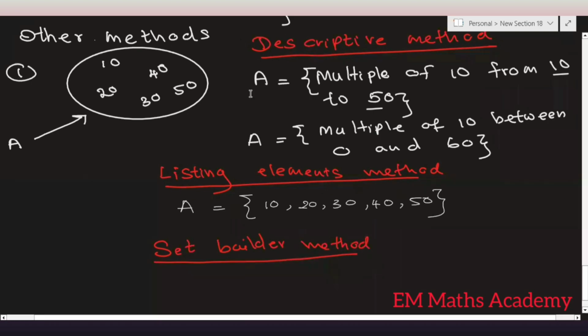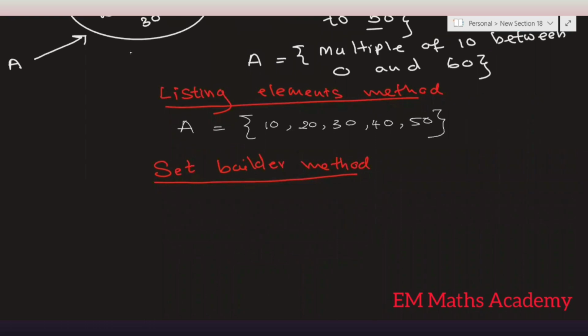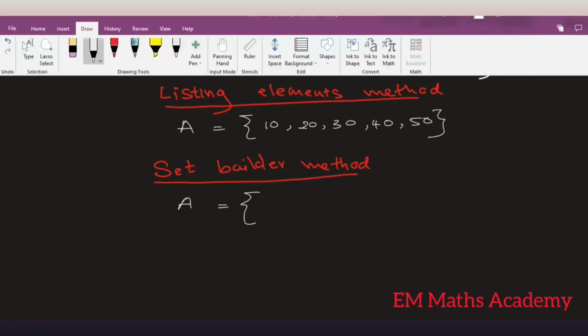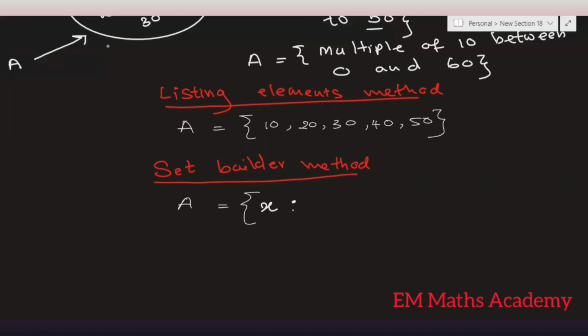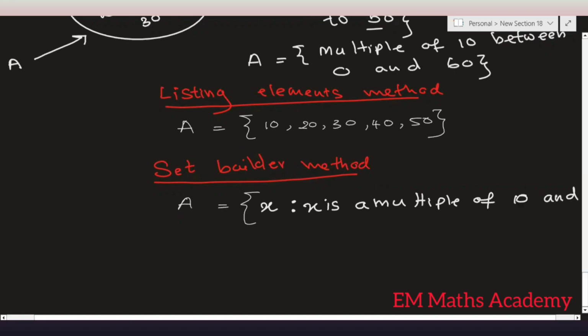Set builder method. How do we write it? A. Now we take an unknown term. I will take it as x. And now we are going to describe the x. x is a multiple of 10. And where does it lie? It lies in between 0 and 60, or from 10 to 50.